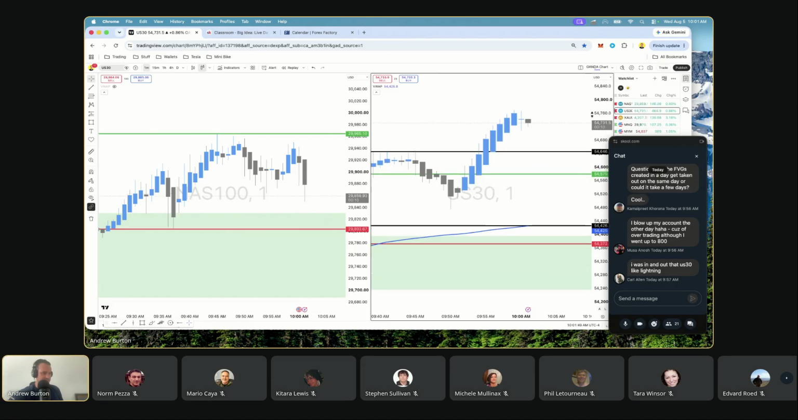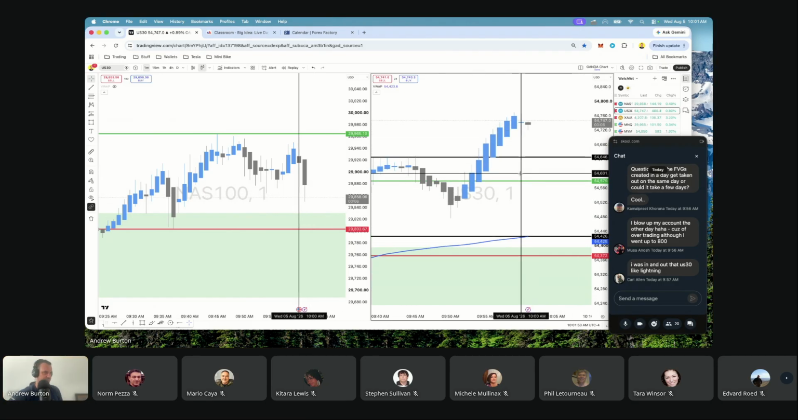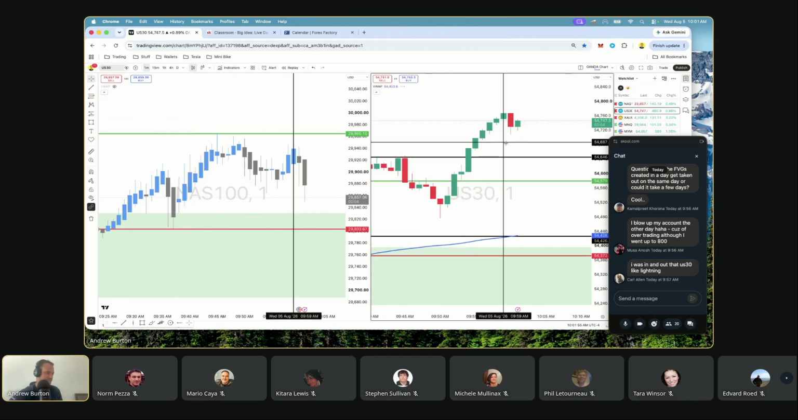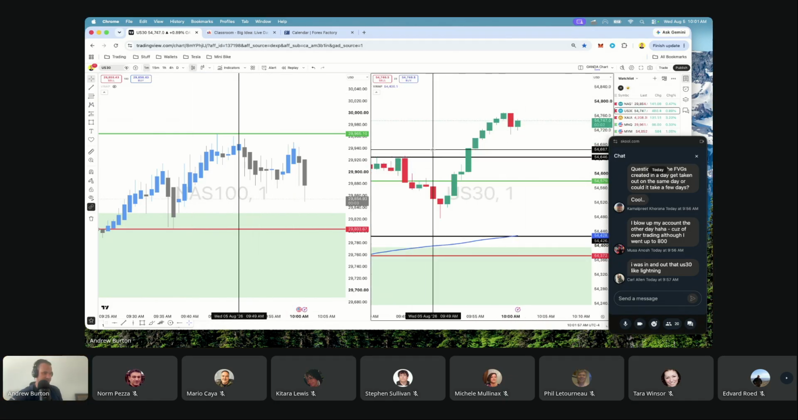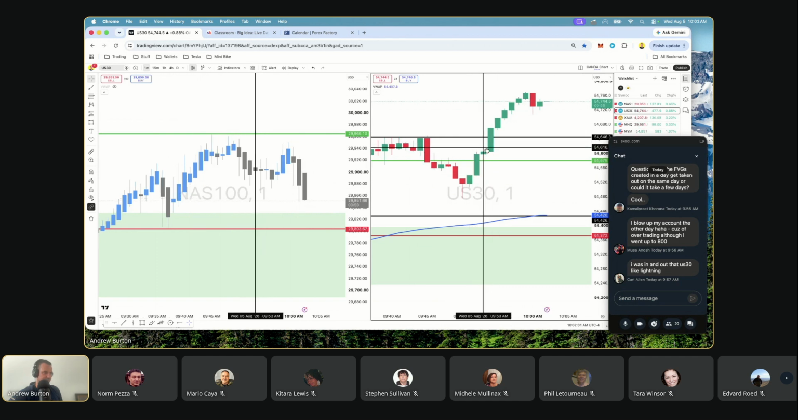So let's see if it should come back down to here. We'll look for fair value gaps. And yeah, so pretty much right there is the fair value gap. There's one down here. Okay.